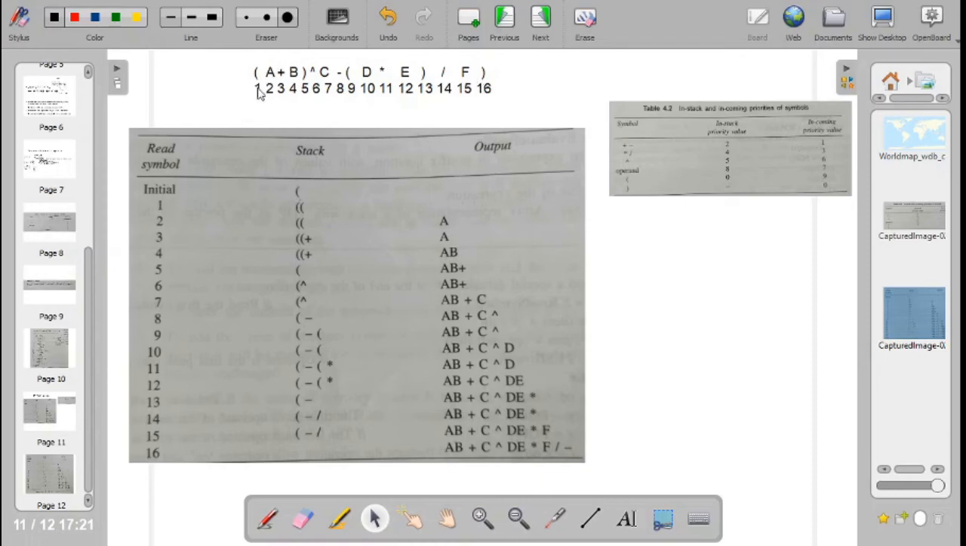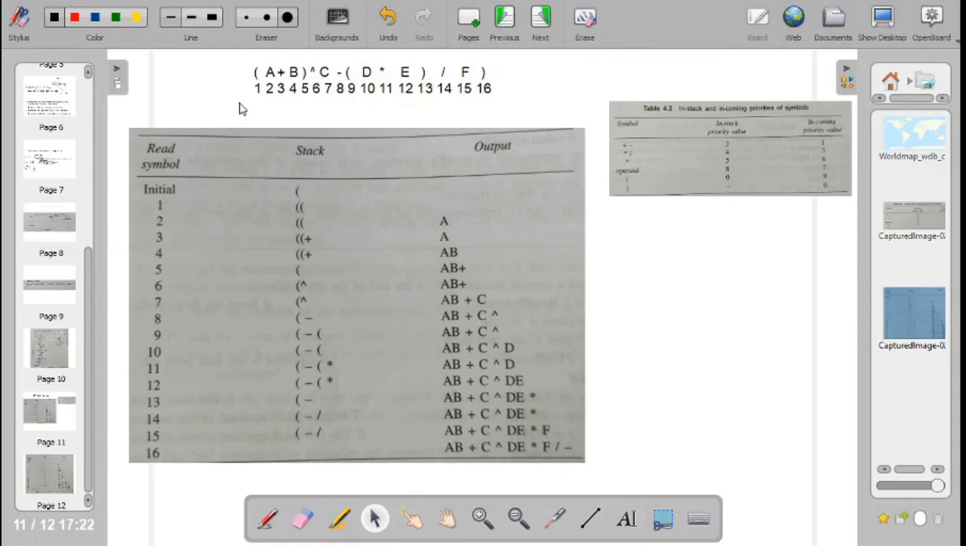Now we will read the first symbol, that is again an opening bracket. So it is not an operand, right? If it is not an operand, you compare the in stack priority of whatever is at the top of the stack and the incoming priority. We have an opening bracket on the stack, and whatever we are reading is also an opening bracket. So in stack priority is 0 and incoming priority is 9. So in stack priority is lower, right? When in stack priority is lower, we know we have to push the current symbol onto the stack. That is what is done here. There is nothing that is output.